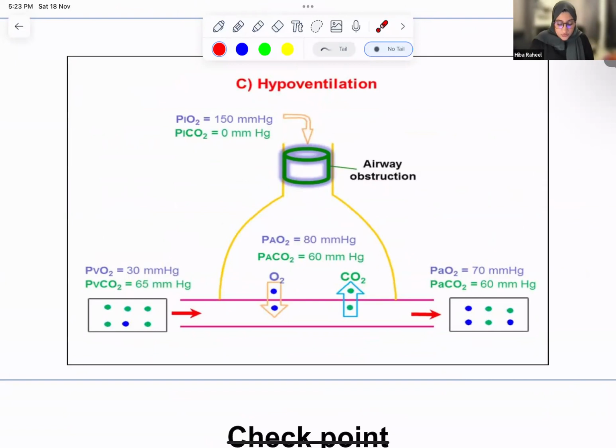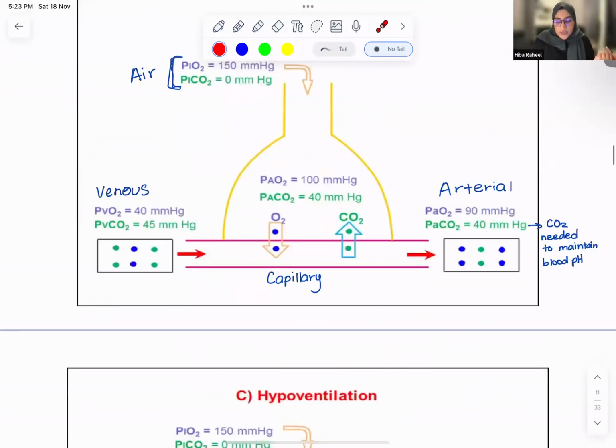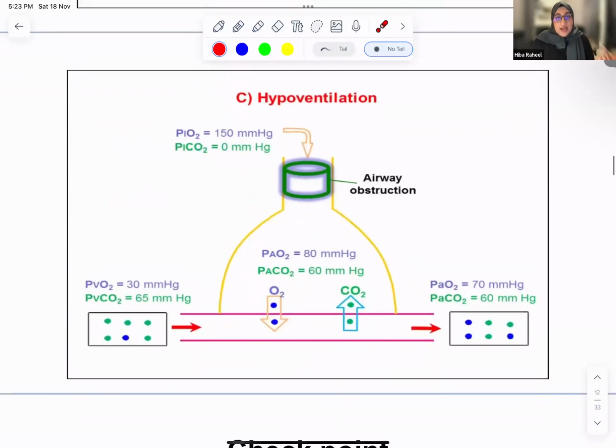As a result, you can see that the oxygen concentration is 80. It's very little as compared to the air that we breathe in, right? It's 150 here and it drops down to 80. And look at the carbon dioxide level. The carbon dioxide is 60 over here as compared to 40. So gas exchange is not happening.